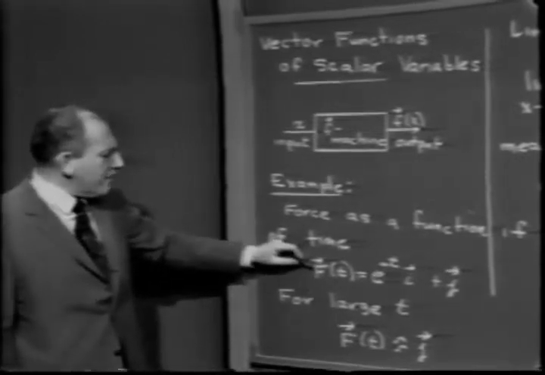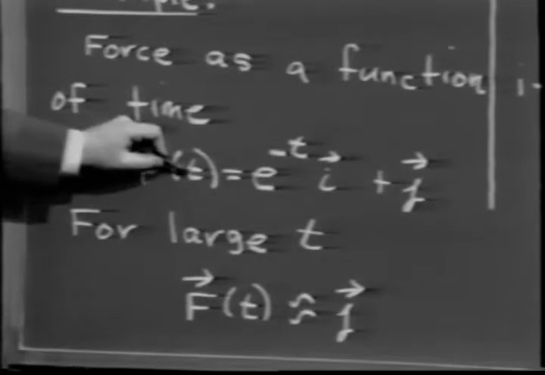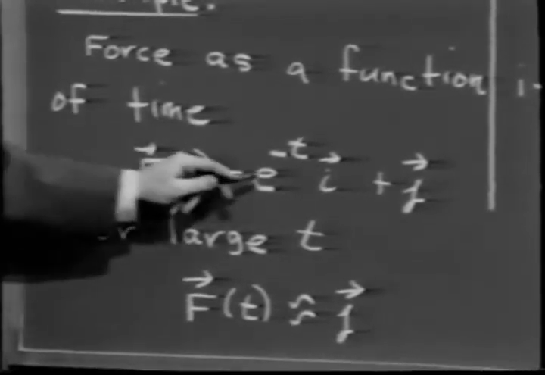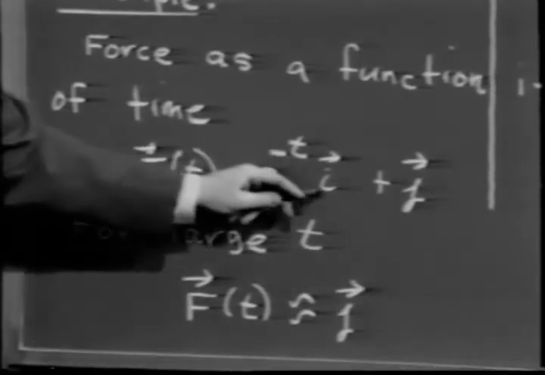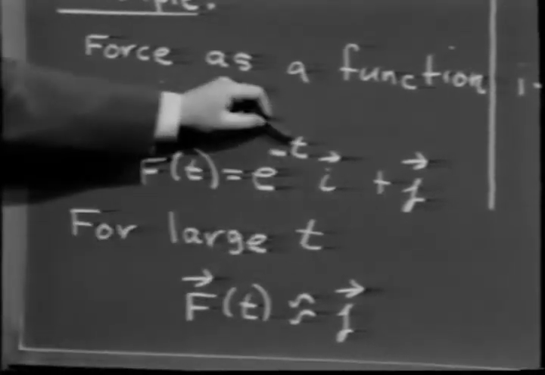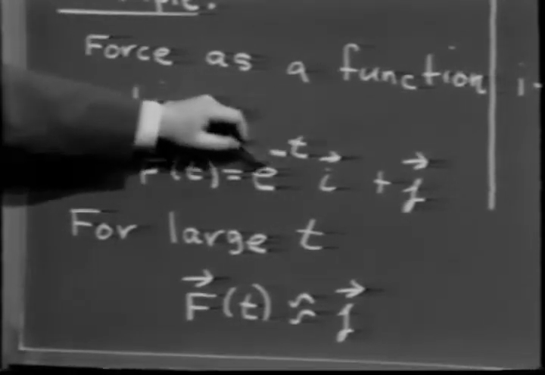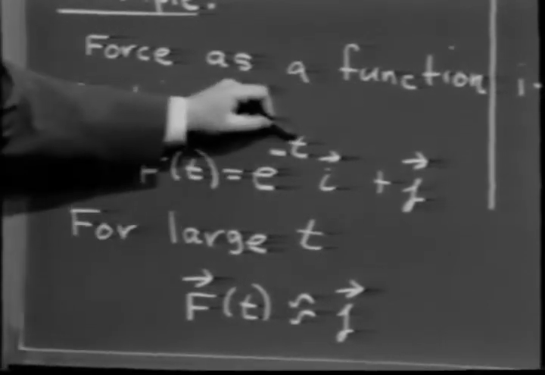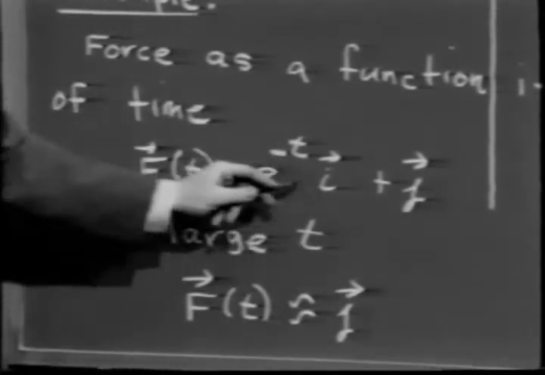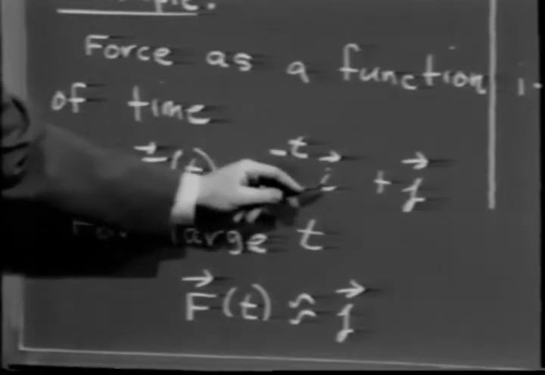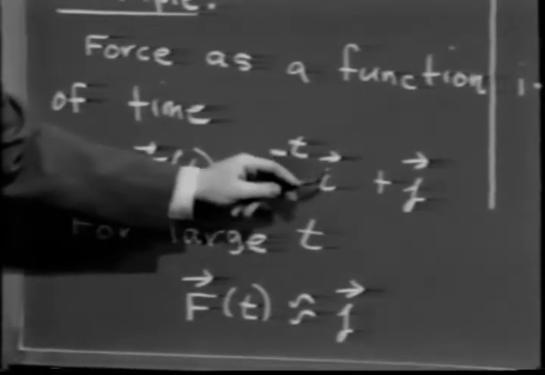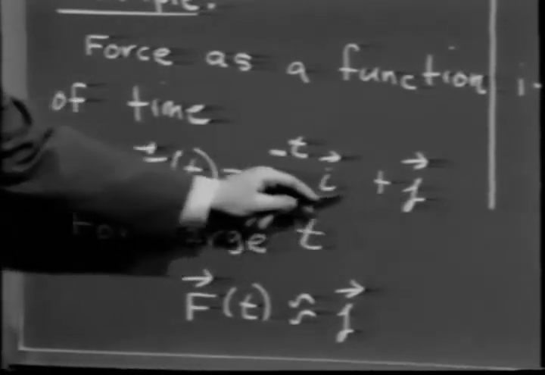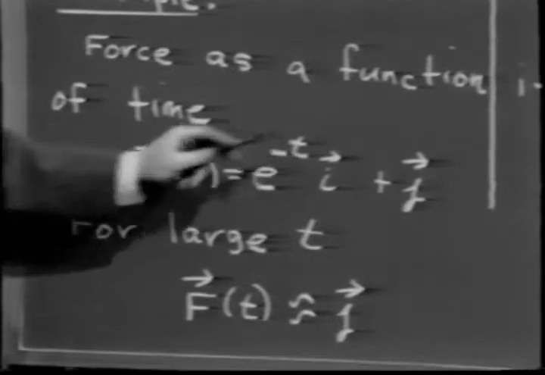What I'm driving at here is imagine that we have a force F which varies with time, written in Cartesian coordinates as follows. The force is e to the minus t times i plus j. Notice that t is a scalar. As t varies, the scalar e to the minus t varies. But the scalar e to the minus t varying means that the vector e to the minus t i is changing, is varying. In other words, notice that e to the minus t i plus j is a variable vector even though t is a scalar.